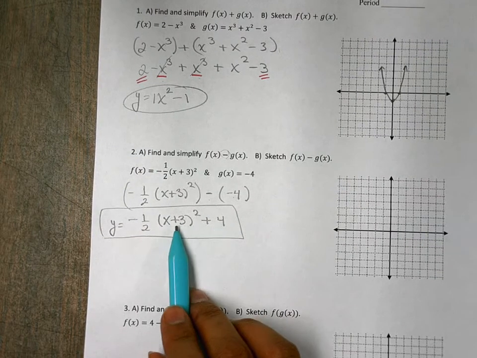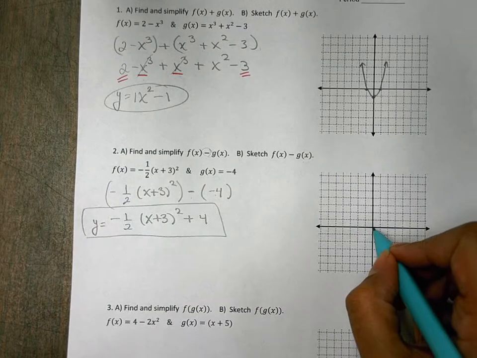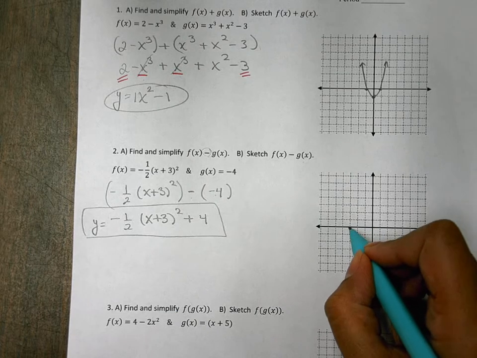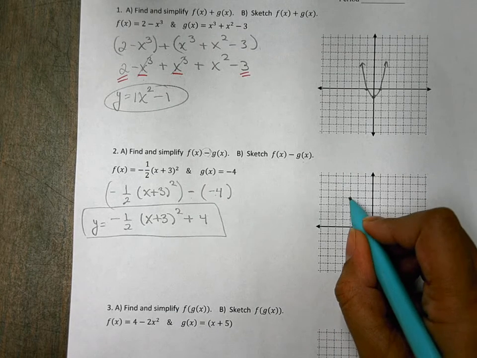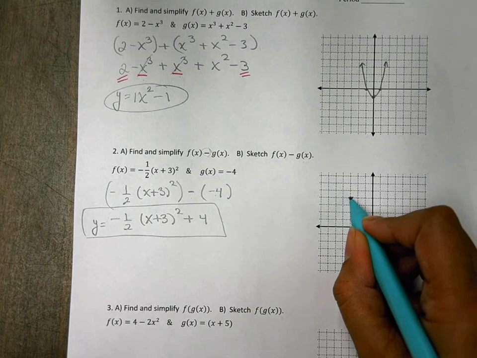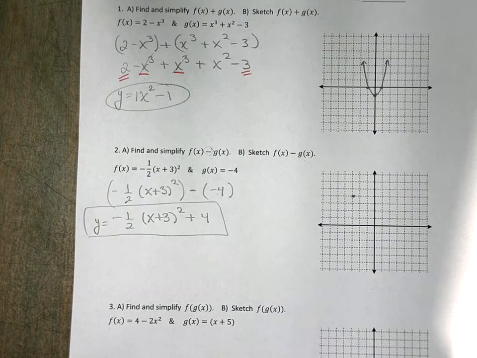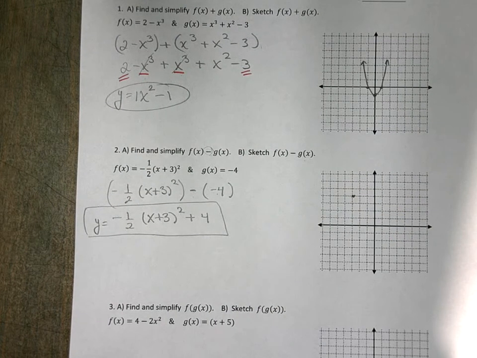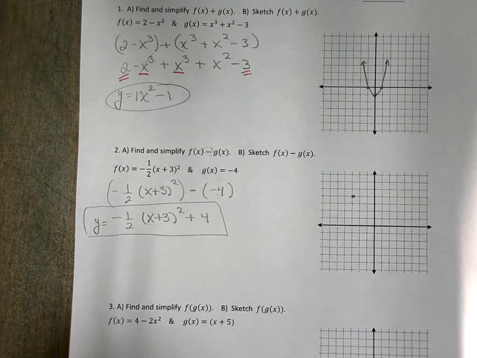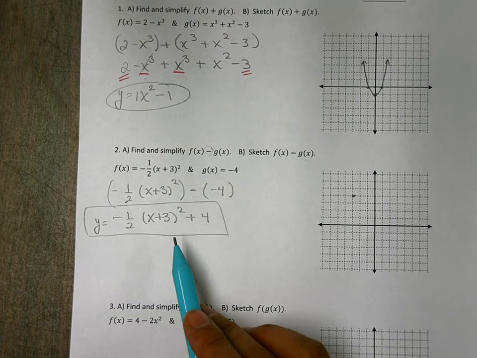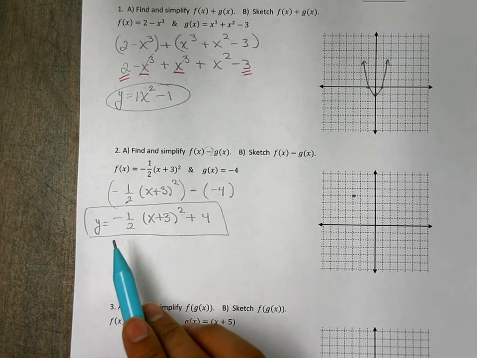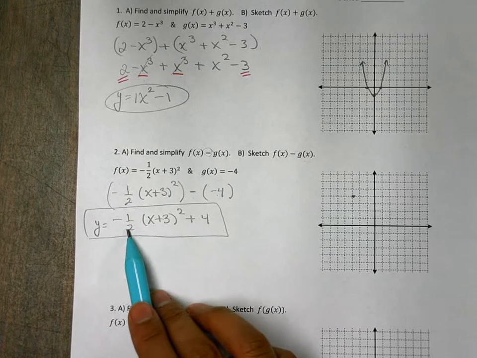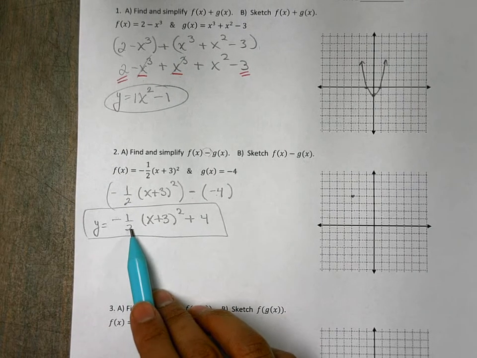Now this one I'm going to move left 3, up 4 from the origin. 1, 2, 3, up 1, 2, 3, 4. All right, so that was left 3, up 4. And my a value is negative 1/2, which I don't go down 1 over 2.